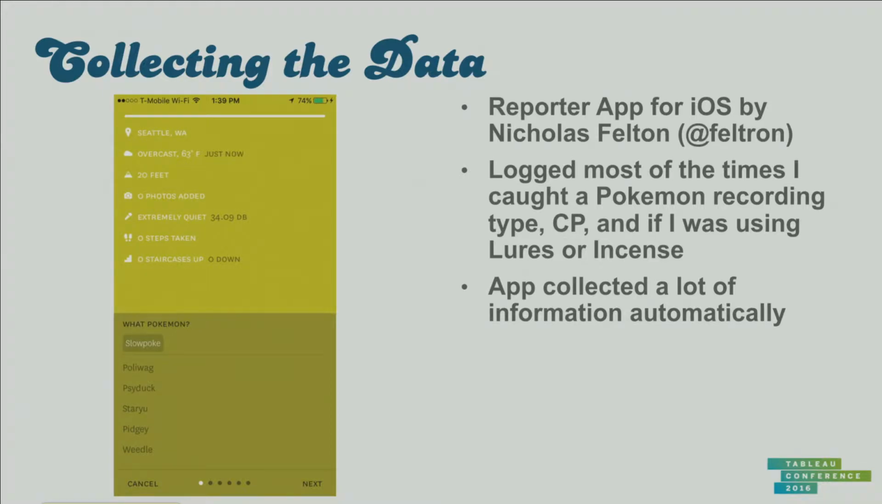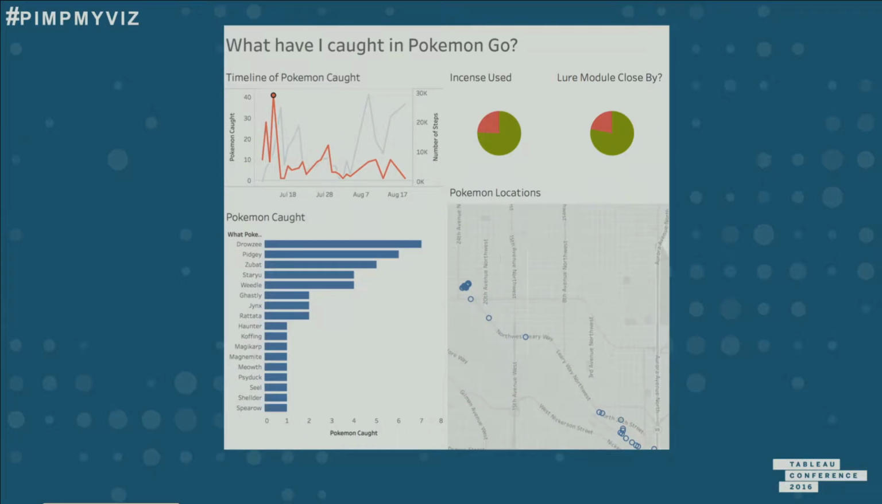So I put my data together and made this very simple viz out of it. We have this line chart in the top left corner, which is just showing by day how many Pokemon I caught.